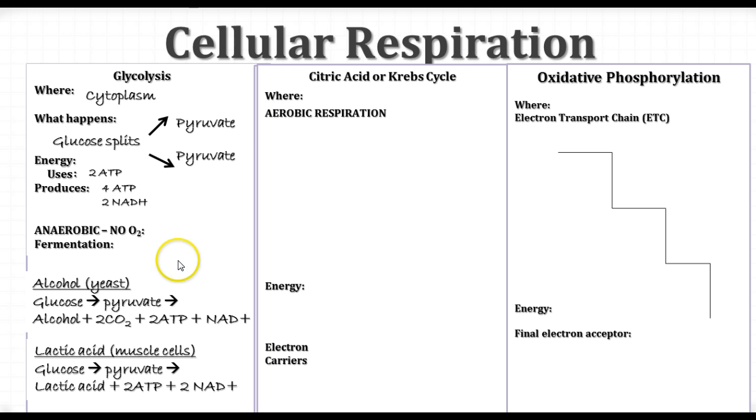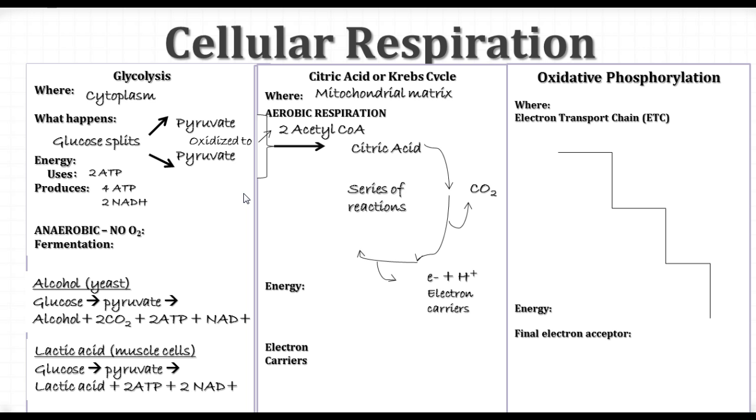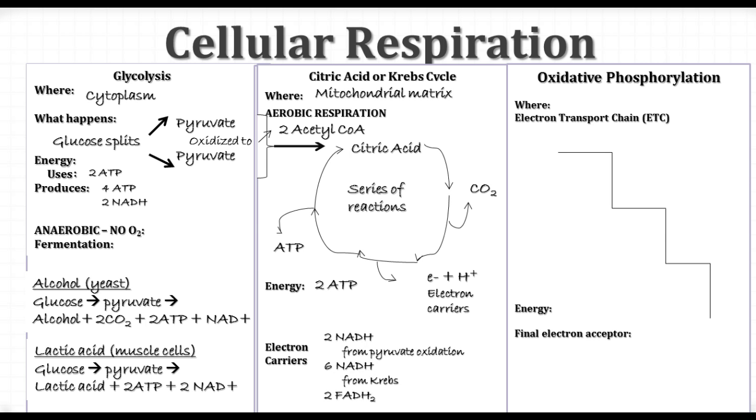If oxygen is present, of course, then we'll undergo aerobic respiration in the mitochondrial matrix. The pyruvate is going to be oxidized to 2 acetyl-CoAs, 1 for each pyruvate, and then that's going to enter the citric acid cycle through a series of reactions to produce carbon dioxide, some electron carriers, some ATP, and start the cycle over again. We gain 2 more ATPs this way for each molecule of glucose. We gain 2 NADHs from pyruvate oxidation and 6 from the Krebs cycle for a total of 8 NADHs and 2 FADH2s for each molecule of glucose.